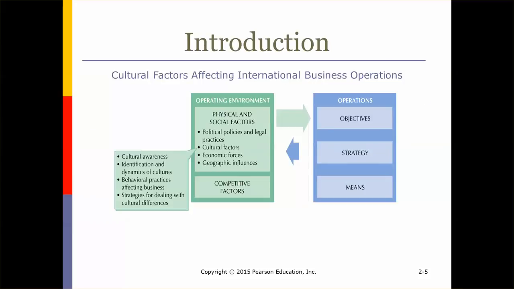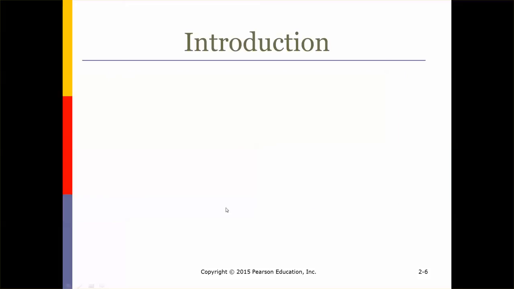As far as just general information, basically cultural factors in business fall into several categories. They can be political, cultural, environmental, or geographic. And most of them fall into those nuances. As the chart on your screen shows, there can be things such as cultural awareness, identification of dynamics of that culture, things that are unique to it, behavioral practices affecting the business, and strategies for dealing with cultural differences. These in themselves drive the objective, strategy, and the norms or means for that organization, both internationally and domestically.